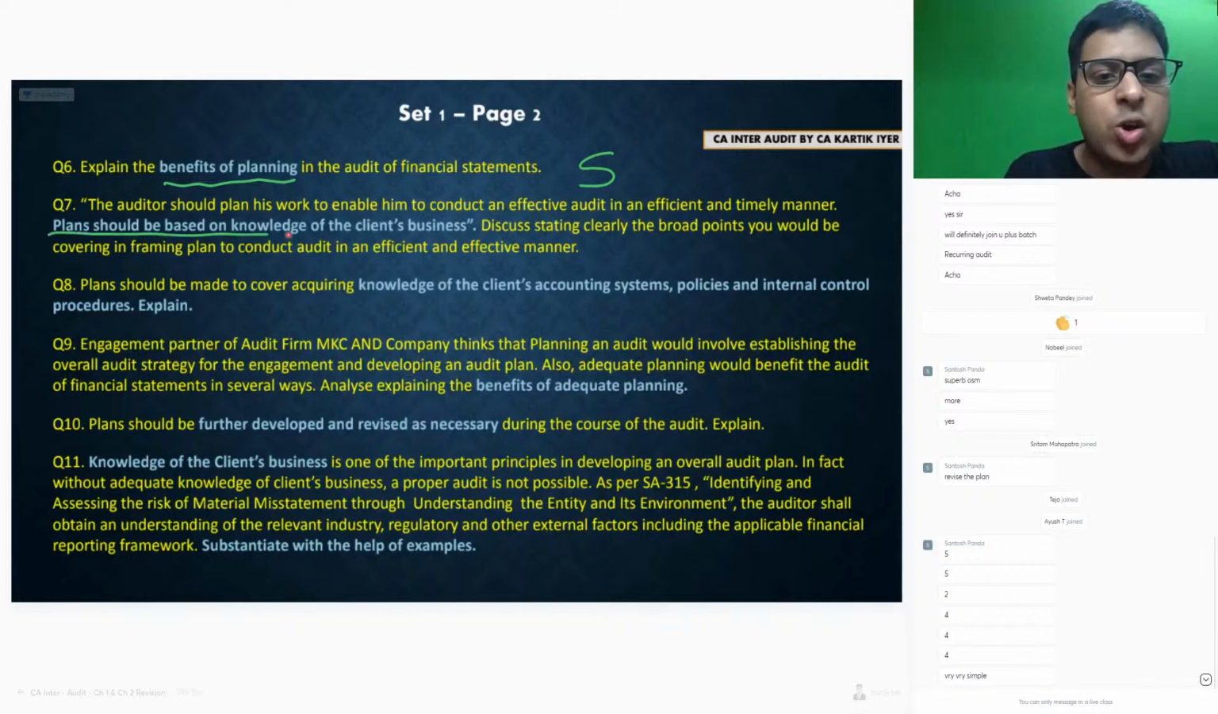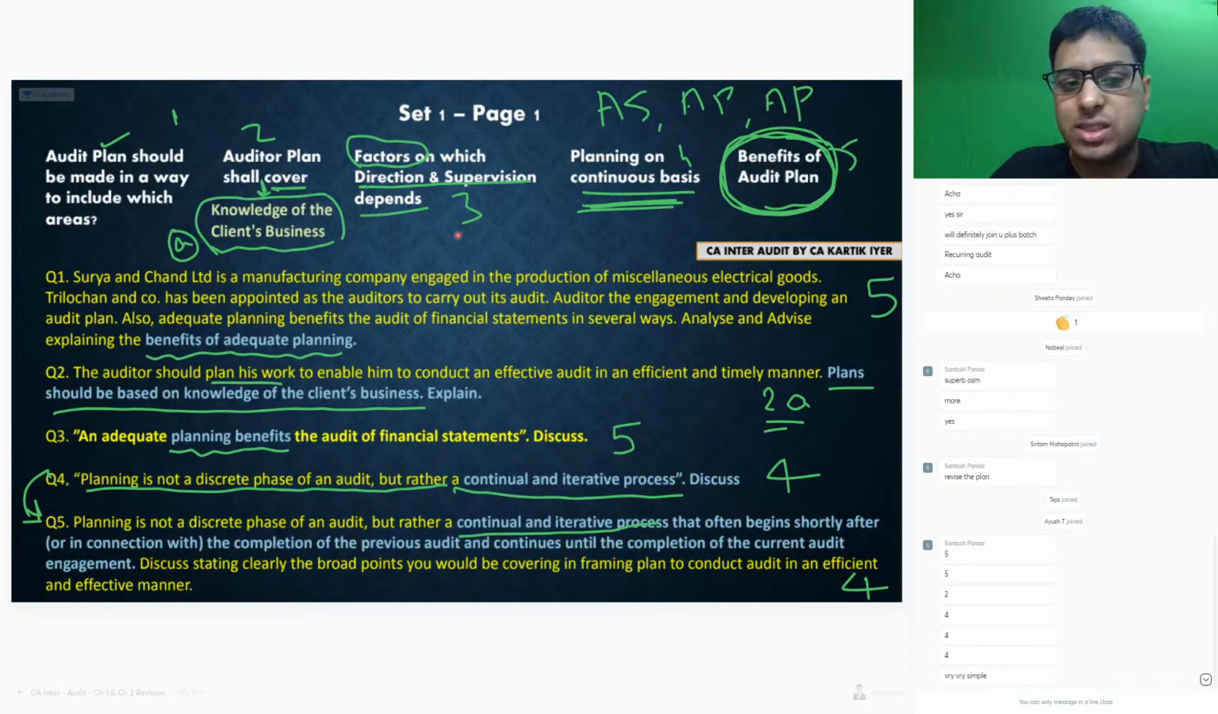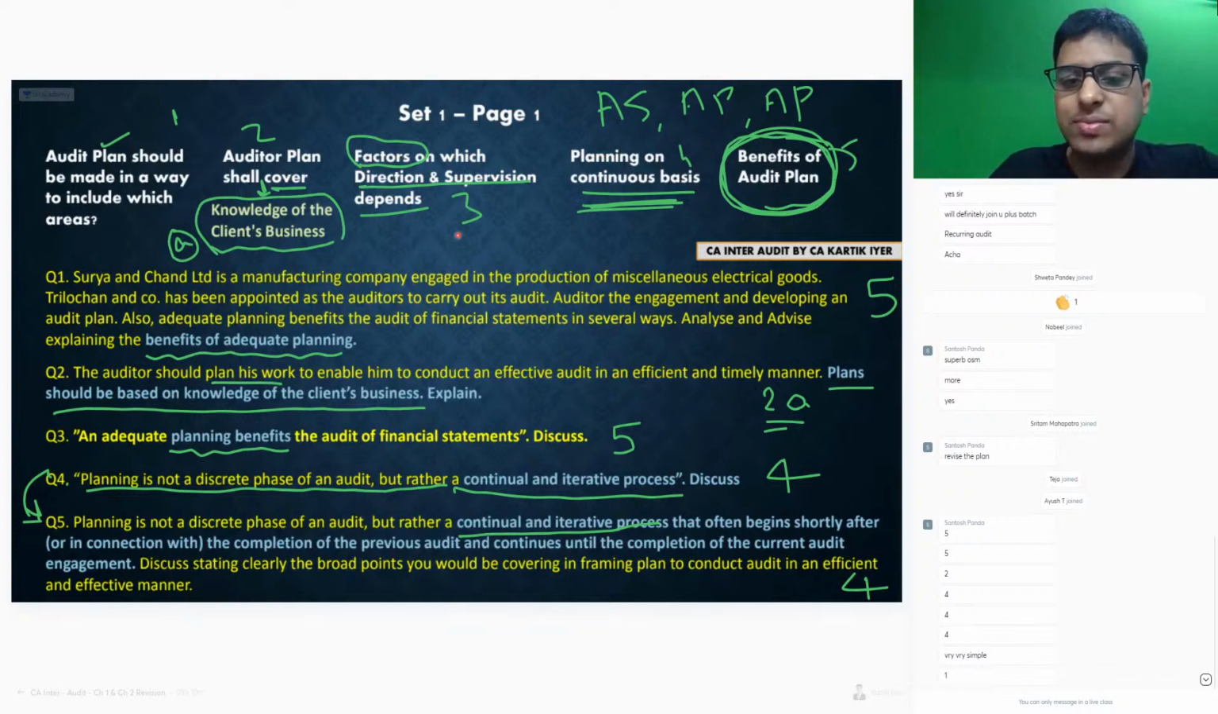Next, they have given you, see this. Plan should be based on knowledge of the client's business. This is the main part. Can you tell me which answer was this? Planning includes the knowledge of the client business. Can you tell me what will be the answer to this?